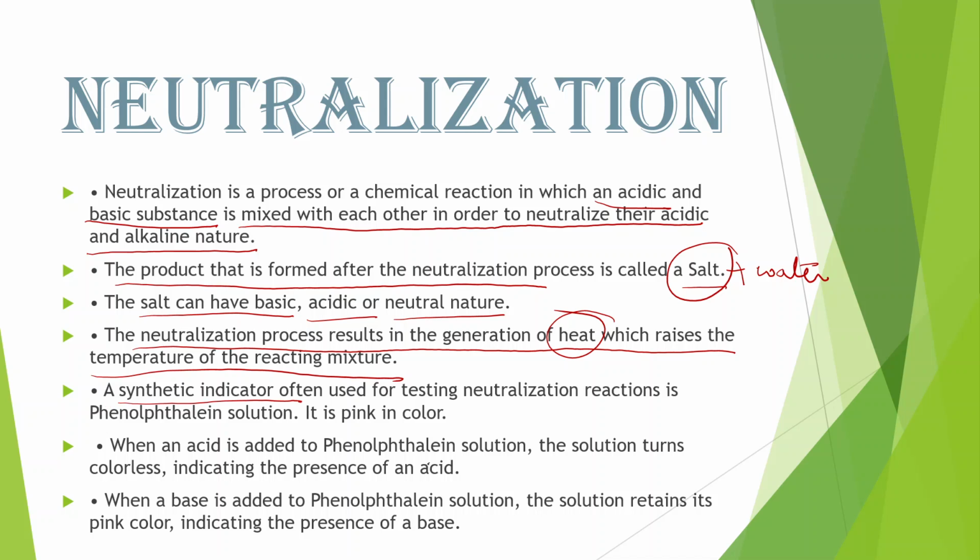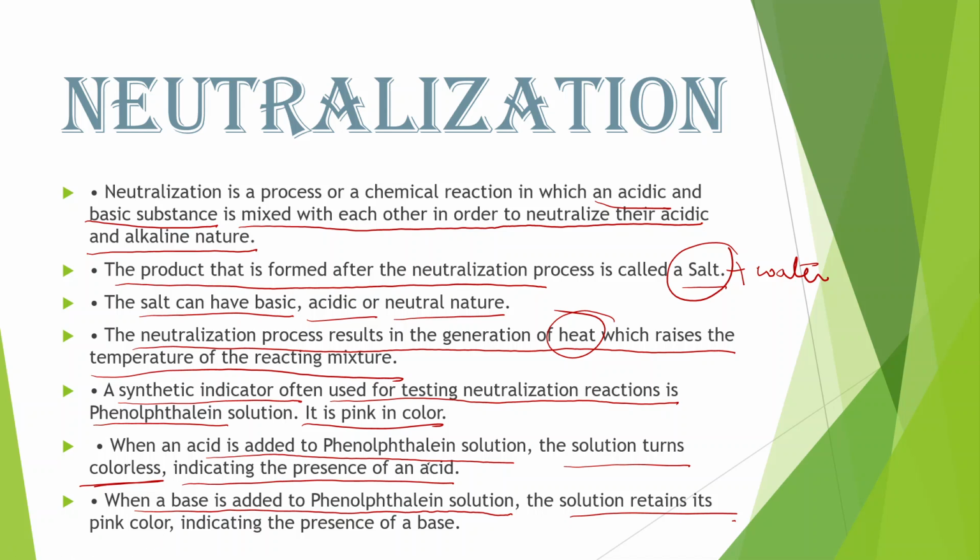A synthetic indicator that we have read earlier is often used for testing neutralization reaction. For example, phenolphthalein solution. This phenolphthalein solution is pink in color. When an acid is added to phenolphthalein solution, the solution turns colorless. So in acidic medium, this synthetic indicator named phenolphthalein turns colorless, indicating the presence of an acid. When a base is added to this phenolphthalein solution, the solution retains its pink color, indicating the presence of base.